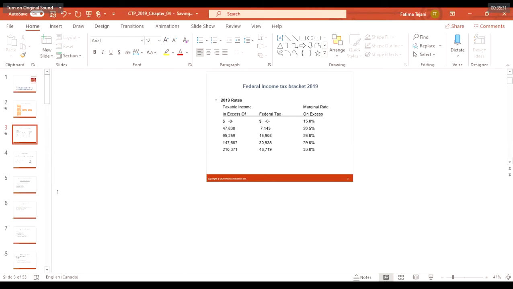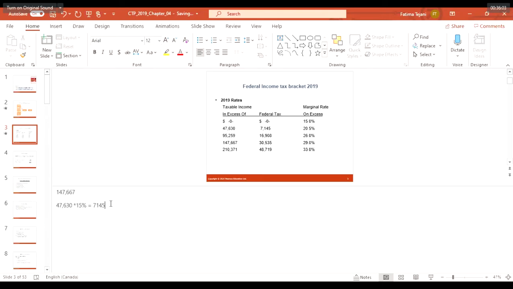Okay. So if your net taxable income is 147,667, what is the tax liability for the first 47,630 at the rate of 15%? Right, Michelle? Yes. Okay, so what is the amount? 7,145.5.